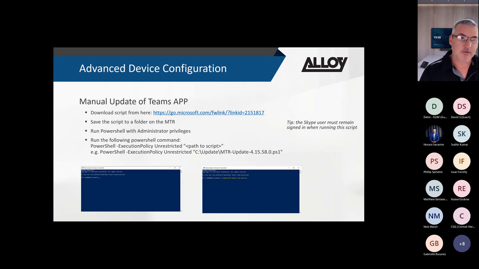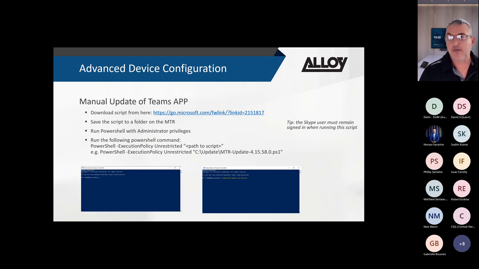Now, every night at 2:01 in the morning, your Windows-based MTR is going to go out, connect to the Microsoft website, and look for an update to the MTR app. If there's an update, it will download it and reboot the system. So if you're happy to wait overnight for it to update automatically, you can do that. But if you can't wait and you want to make sure your system's up to date and running for your customer, we can update the Teams application manually.